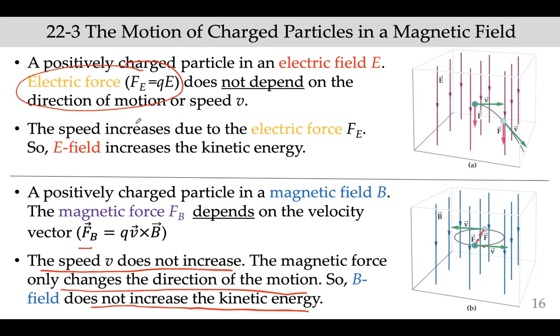So that's interesting. The electric force acts on the particles regardless of their velocity, even if they have no velocity. On the other hand, the magnetic force acts only if there is non-zero velocity. So the electric force increases kinetic energy because velocity is increasing. But the magnetic force does not increase kinetic energy. It only changes the direction of the velocity.